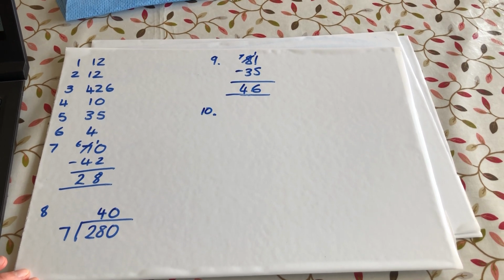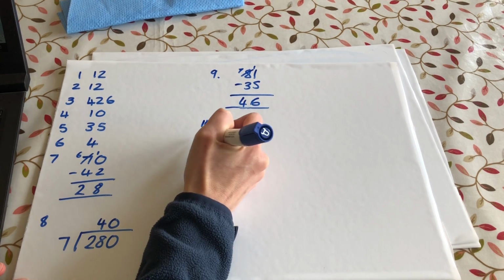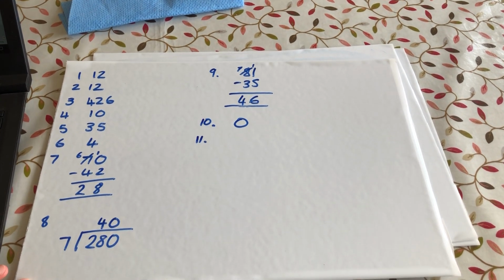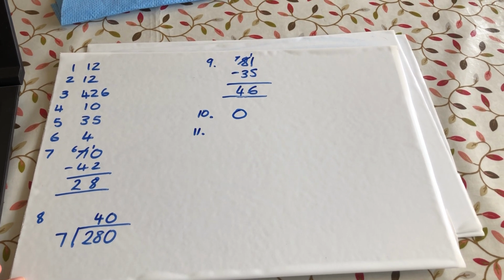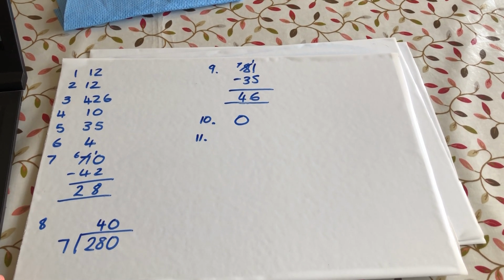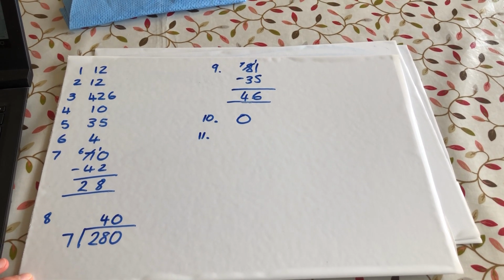234 times by 0, anything multiplied by 0 is 0. Question 11. 5 is the same as something divided by 12. So we need to think this is a missing box calculation, so we need to do the inverse. 5 times 12 is 60.